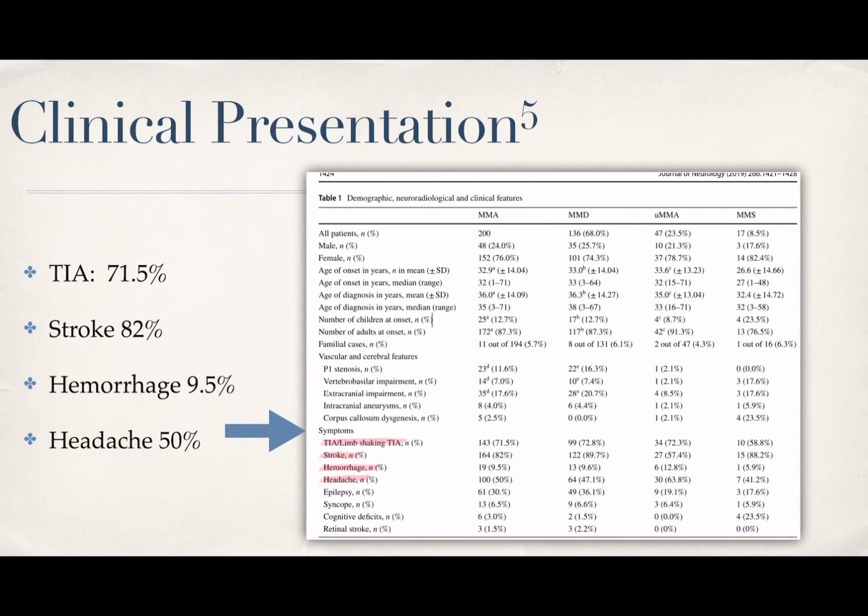Now, 50% experience headaches, and infrequently syncope or cognitive deficits were also identified. But I also want to emphasize that one of the associated clinical features was arterial hypertension, which was experienced by 50% of all of the patients.